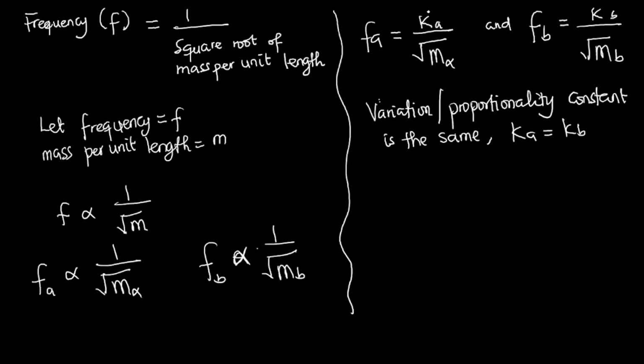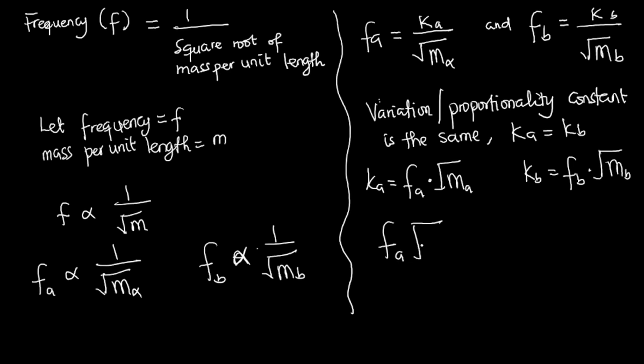This implies that if we make Ka the subject over here, we are going to have the expression Ka equal to f of A multiplied by the square root of Ma. The same way we have Kb equal to f of B multiplied by the square root of m of B. If these two are equal, then f of A multiplied by the root of Ma will be equal to f of B multiplied by the root of M of B.